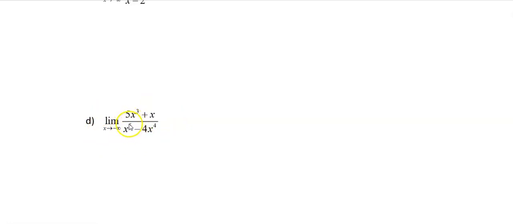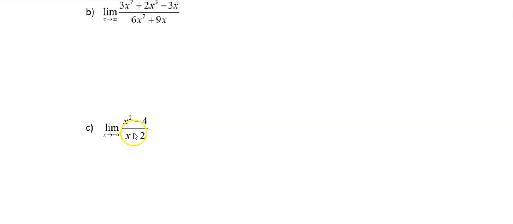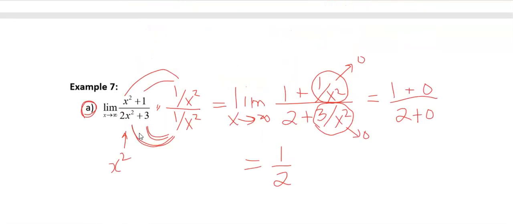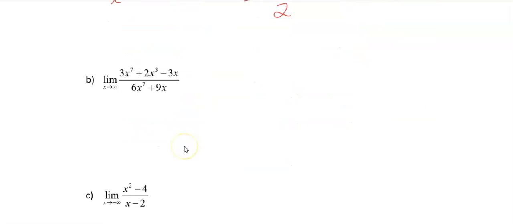D is also going toward negative infinity. But divide everything by x to the 5 for D. Here, just divide everything by x. That's the biggest power of x in the denominator. Don't divide by x squared. And for B, x to the 7 is the largest power of x in the denominator. You divide everything by x to the power of 7, or multiply by 1 over x to the power of 7. Same thing.